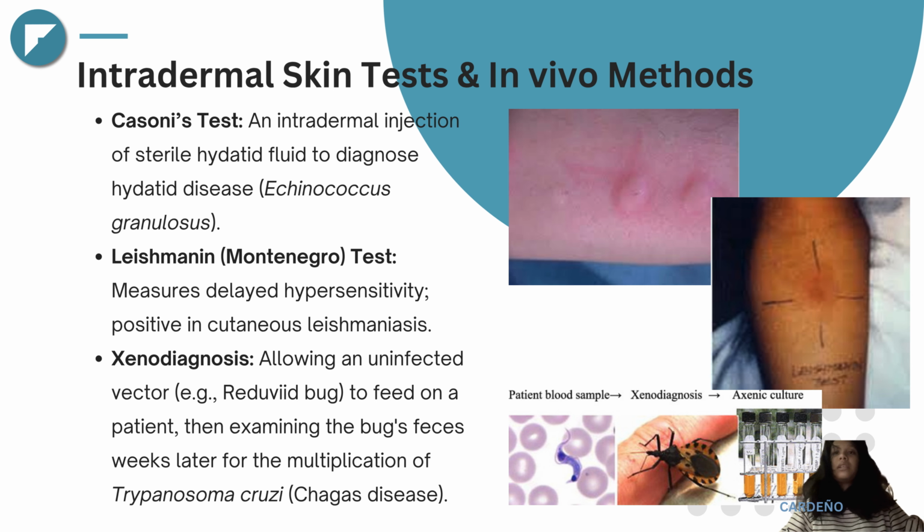Intradermal skin test and in vivo methods. These methods rely on host immune reactions or vector biology. The Casoni test involves intradermal injection of hydatid fluid to diagnose hydatid disease caused by Echinococcus granulosus.